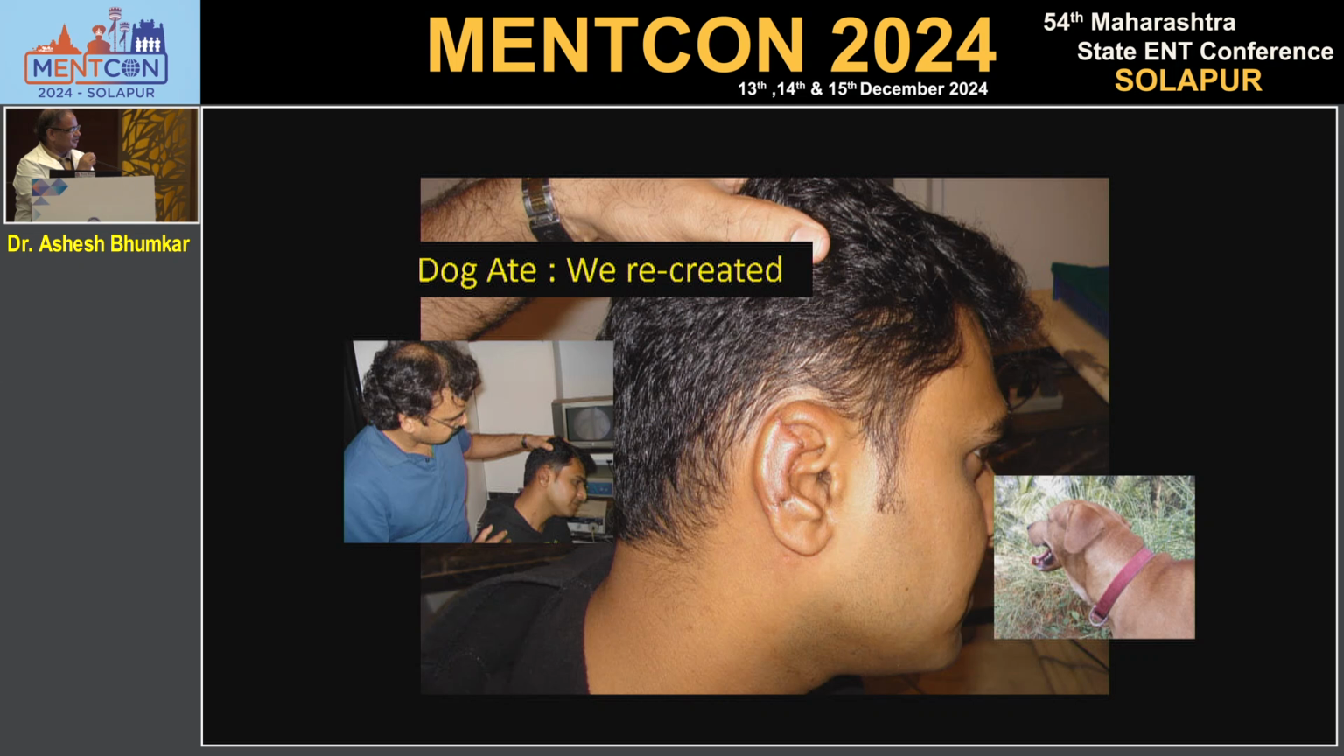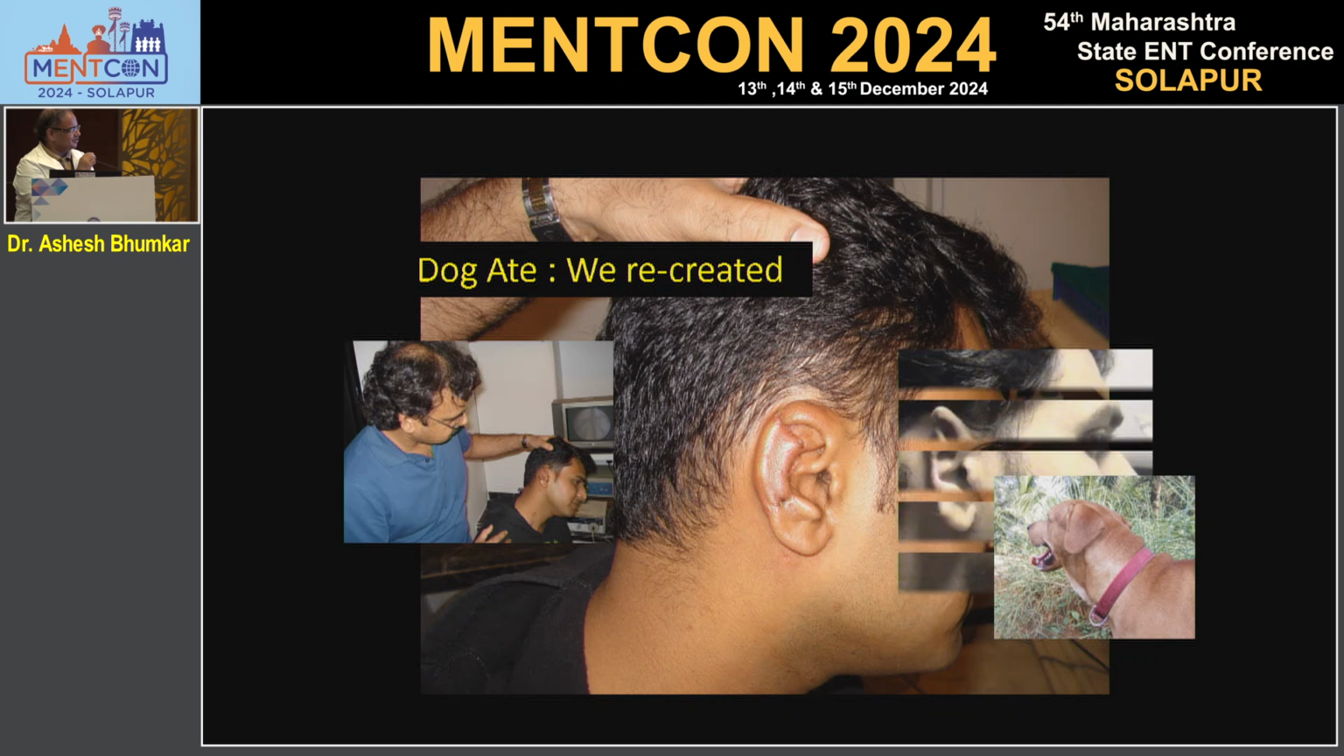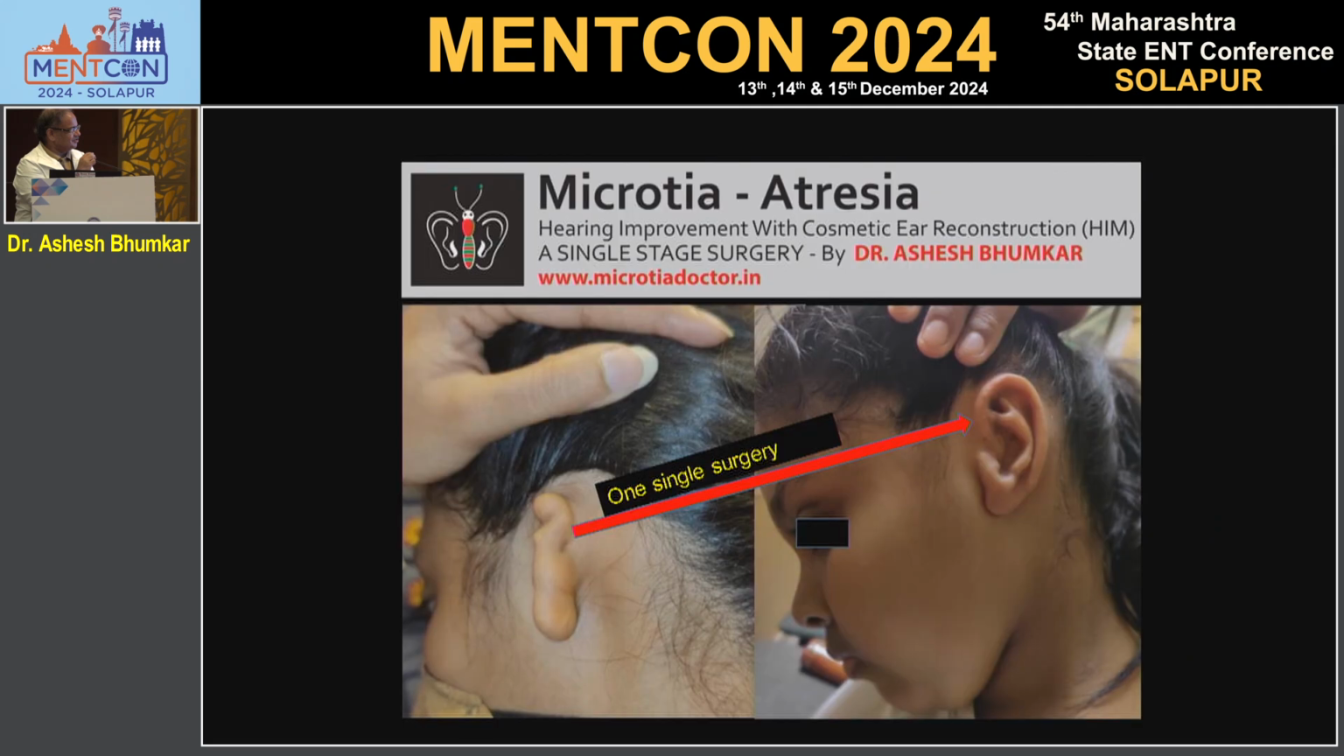This is another case. Playfully, the dog had eaten off a part. The jigsaw piece again fitted. This much of the ear was missing, and this is what we created. So this is where the three conditions that I talked about come in. This is where the majority of my microtia work is. But we do see newborns, some infective cauliflower deformities, and trauma.